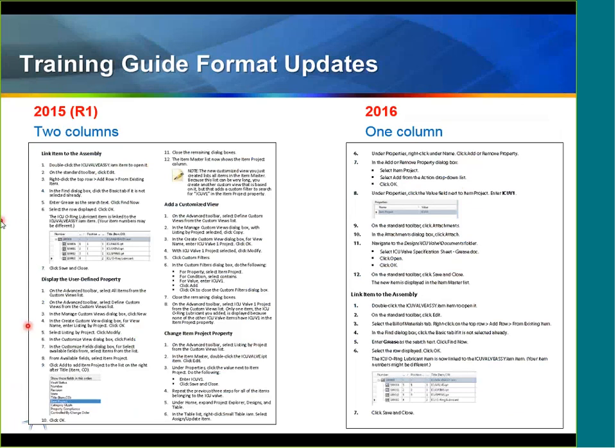The images shown here are of the updates made to the guide regarding formatting. We've taken away the 2-column format for exercises and updated the format for easier readability and consistency with our other training guides. You can see here on the left under the 2015 R1 column that 2 columns exist, and on the right 1 column exists in the 2016 guide. We've also updated all the rules and best practices throughout the guides that required updating as a result of the enhancements.